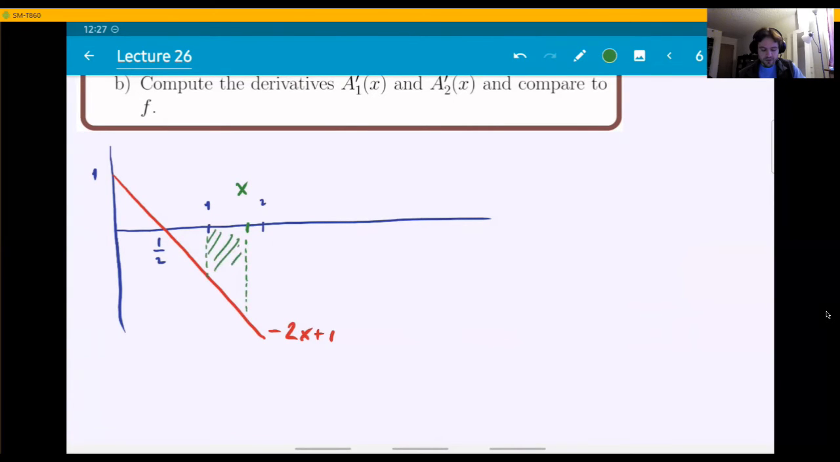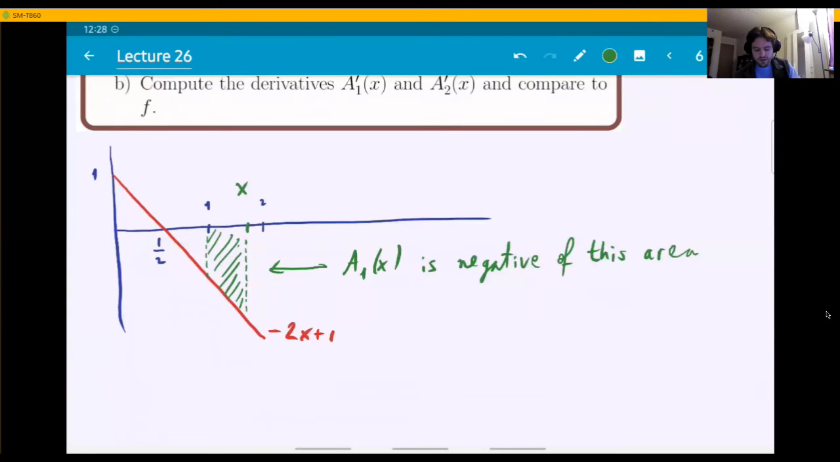Well, I should technically be doing this in orange to be consistent with what I did before. But the area function is actually the negative of this area. And that's the area function that we called A1. The one that starts at 1 is the negative of this area. So we just have to compute that. That's a trapezoid area once again, but I'm going to put a negative sign on it. So let's compute this trapezoid area.